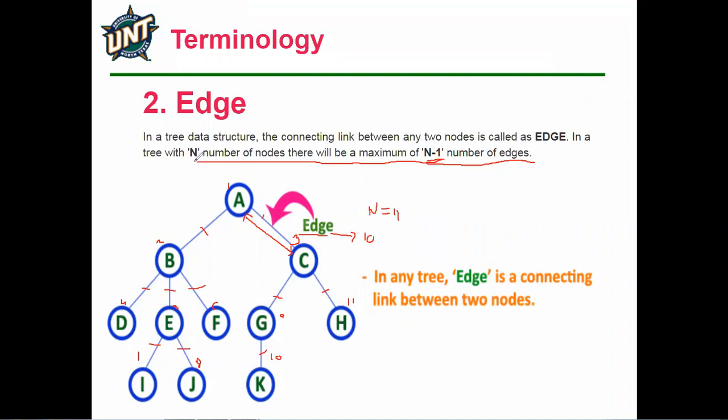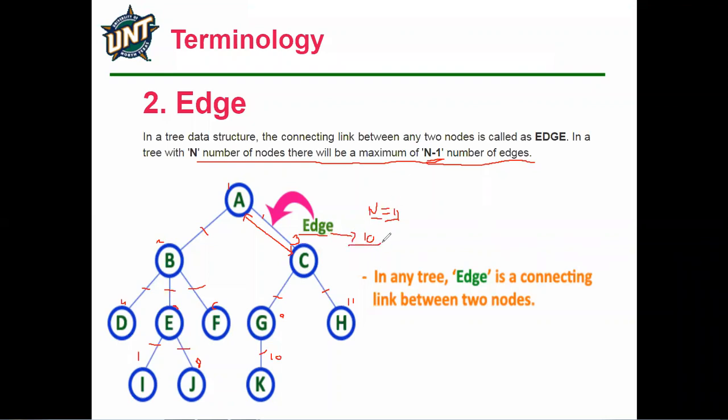So this type of question may be asked in MCQ. Again, I'm revising: the connecting link between two nodes is called the edge concept. In a tree with n number of nodes, there will be a maximum of n minus 1 number of edges. So we have proved that n equals the total number of nodes in our tree, that is 11. And the maximum number of edges present in that tree is always n minus 1.